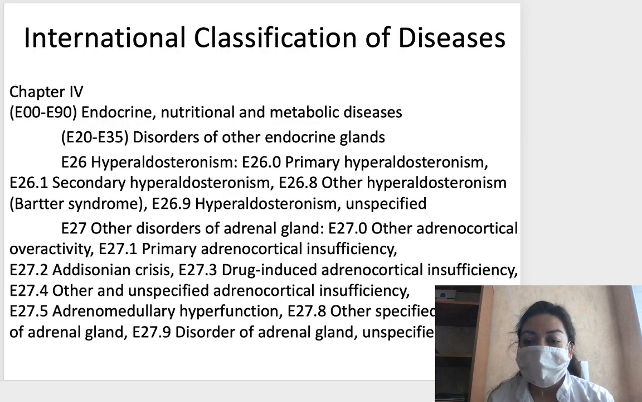In the International Classification of Diseases, we can find adrenal disorders in Chapter 4. They are in parts E26 and E27.